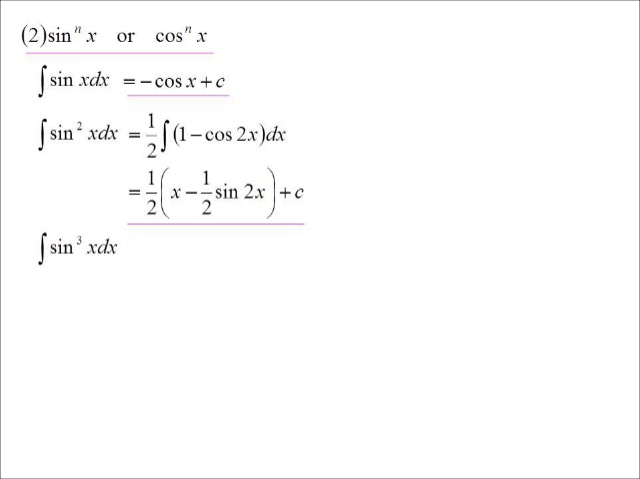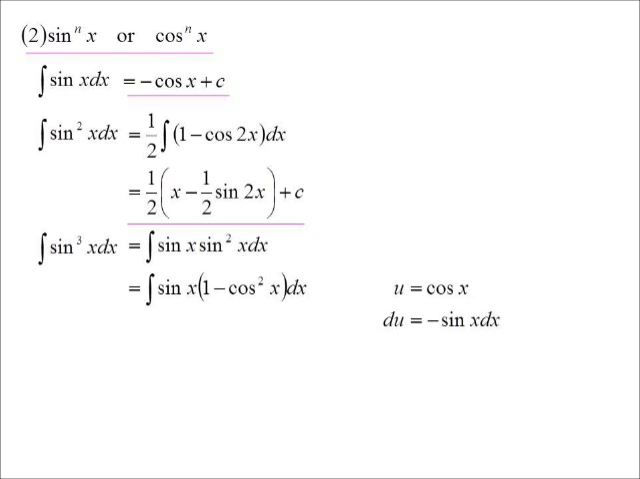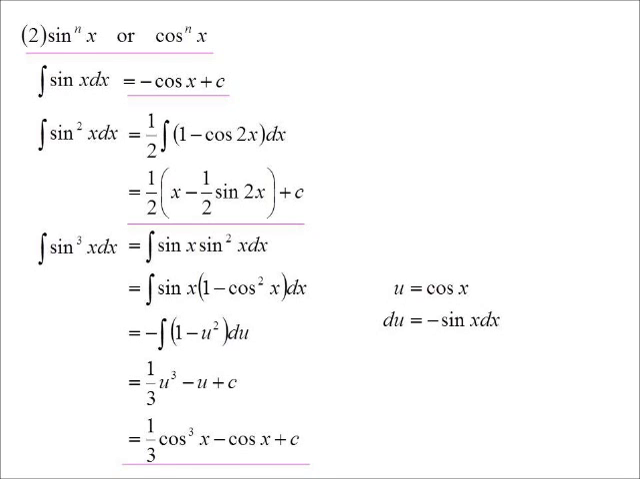Sine cubed. All right. I'm going to rewrite sine cubed as sine x times sine squared. Then the sine squared I can change to 1 minus cos squared. And now I can do a substitution. I can go u equals cos x. So I go u equals cos x, du is minus sine x, so it'll end up being minus the integral of 1 minus u squared. And so we get, I've moved it around, a third u cubed minus u plus a constant, sub the cos back in.